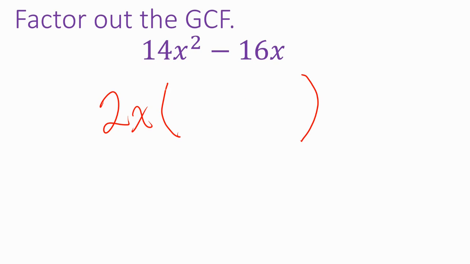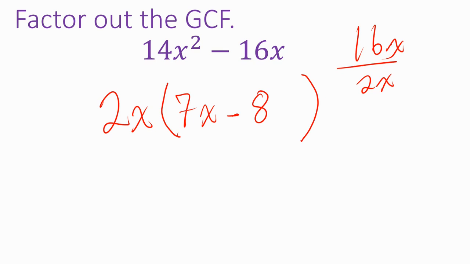Okay, now we're going to go one by one, and we're going to divide by this 2x. So if I had 14x squared divided by 2x, well, what is that? It's going to be 7x. Bring down this minus sign here. And then I'm going to divide that 16x by 2x. 16x divided by 2x. Well, 16 divided by 2 is 8. x divided by x, I just don't have any x's left anymore.